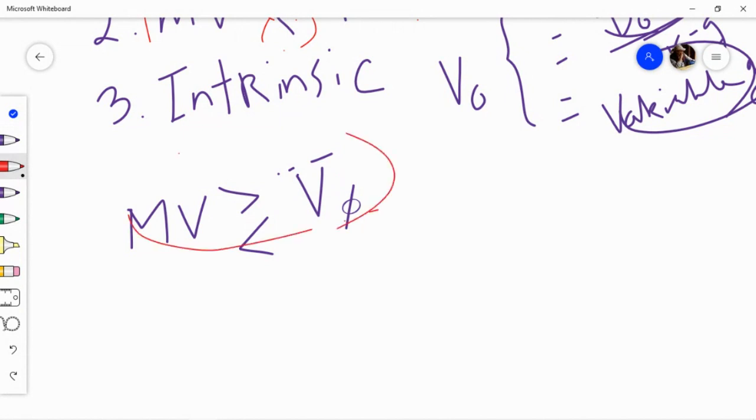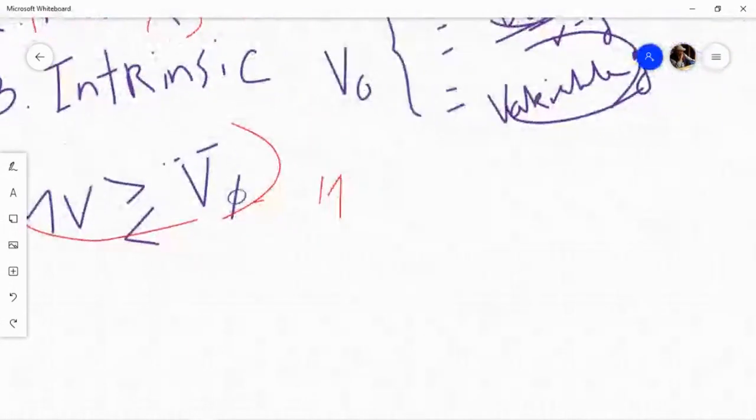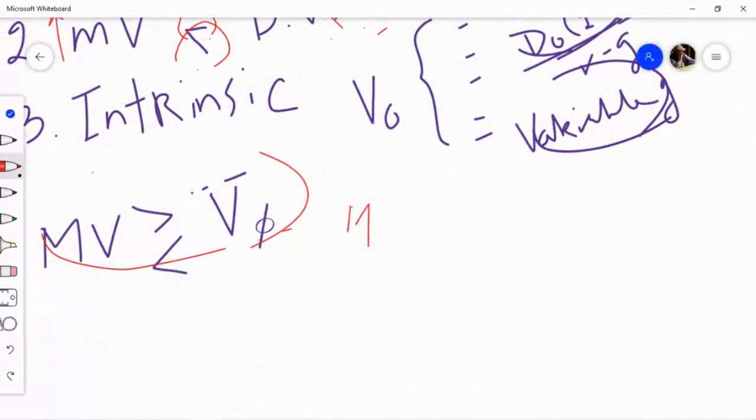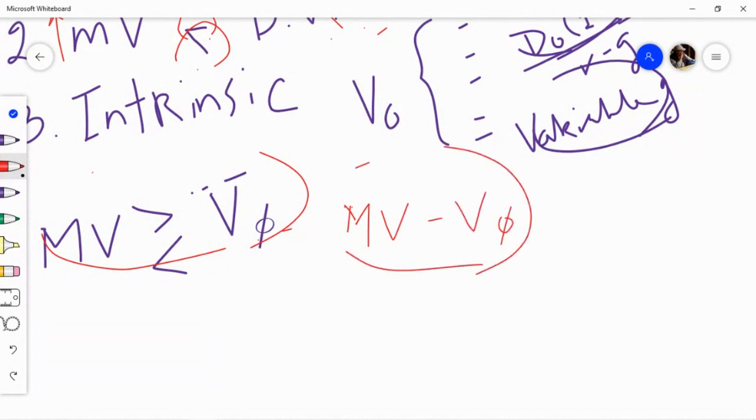So let's say it is like this: the difference between the market value and the intrinsic value represents the overvalued portion of the price. On the other hand, if it is, it will be positive, right? The difference between the two will be positive.